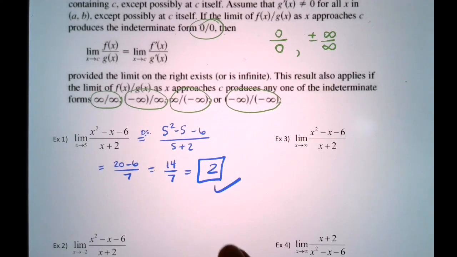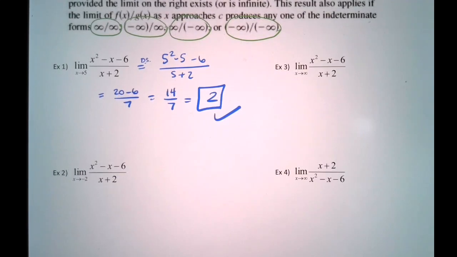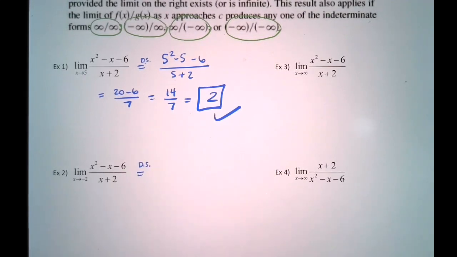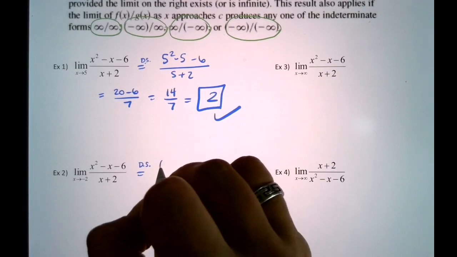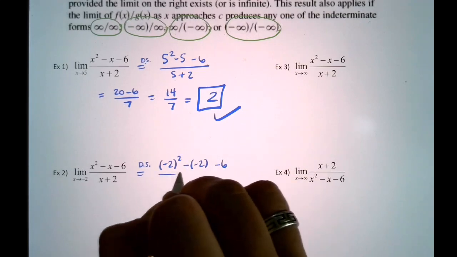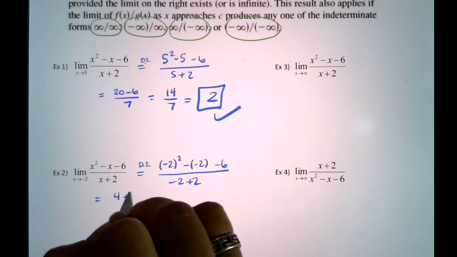On example 2, when I go to plug in the negative 2, I'm going to do the same thing. I'm going to directly substitute, because 100% of the time, this is your first move on any limit question ever in your life. You're going to plug negative 2 in for x. You're just going to do it. You're going to really be careful with the negative signs here. That is 4 plus 2 minus 6.